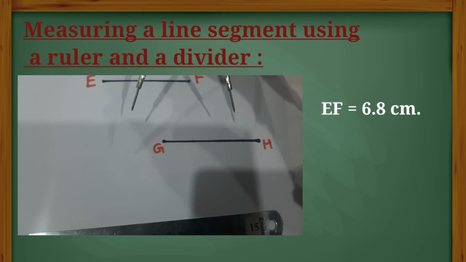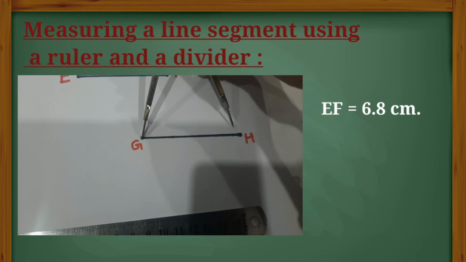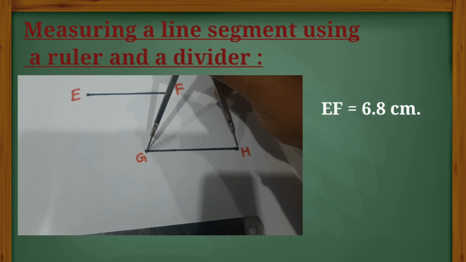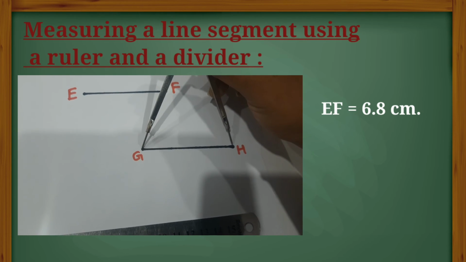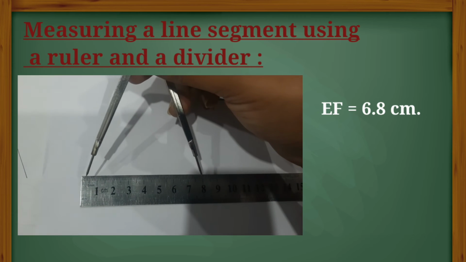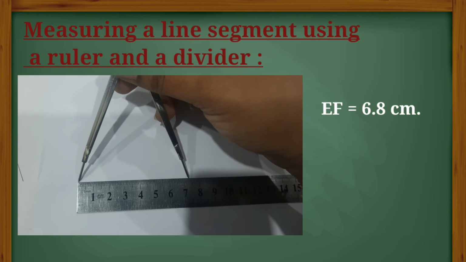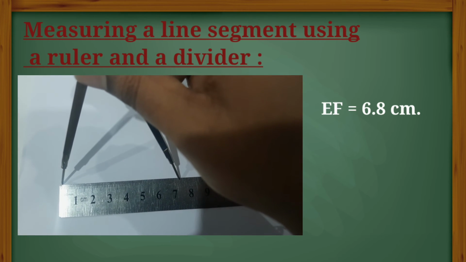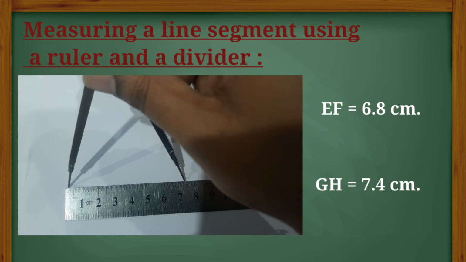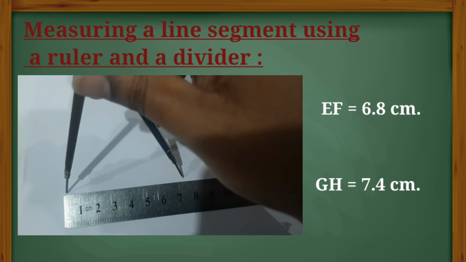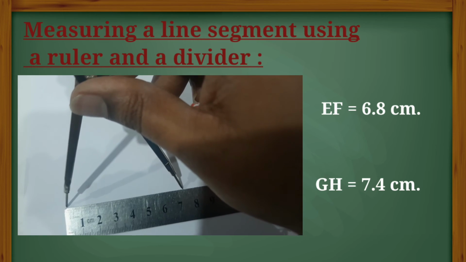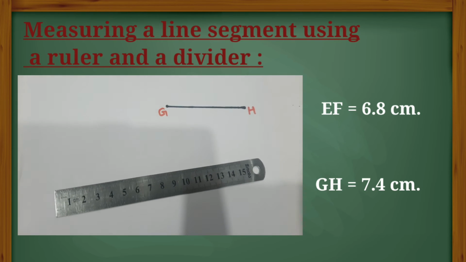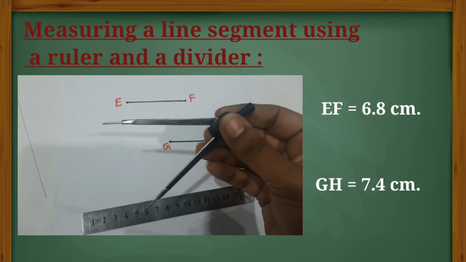Now come to GH. No need of taking any measurement. Clearly we can say GH is the larger line segment. See? Yes. Now we take the measurement. See here. What has it come to? Yes, 7 centimeters and 4 millimeters. We can write it as GH is equal to 7.4 centimeters. Like this, we can compare the two line segments with the help of the divider. It is easy to compare.